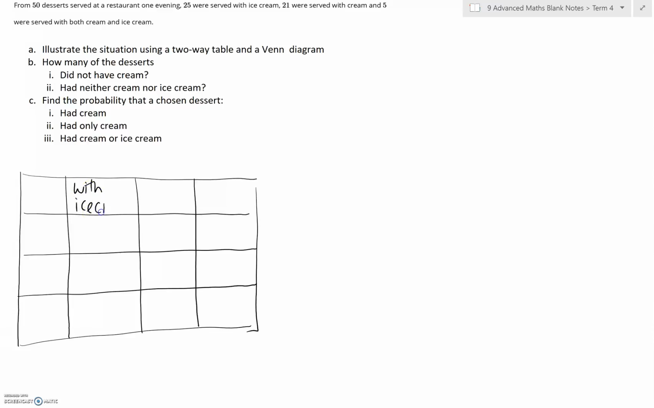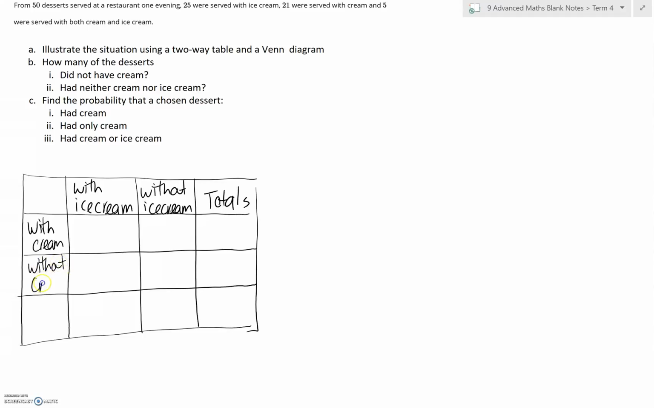So I'm going to put the ice cream along the top. So with ice cream, without ice cream, totals, and then we've got with cream, without cream, oops, I'm in the wrong section, or with cream, without cream, totals again, because totals can be really helpful as they were before.